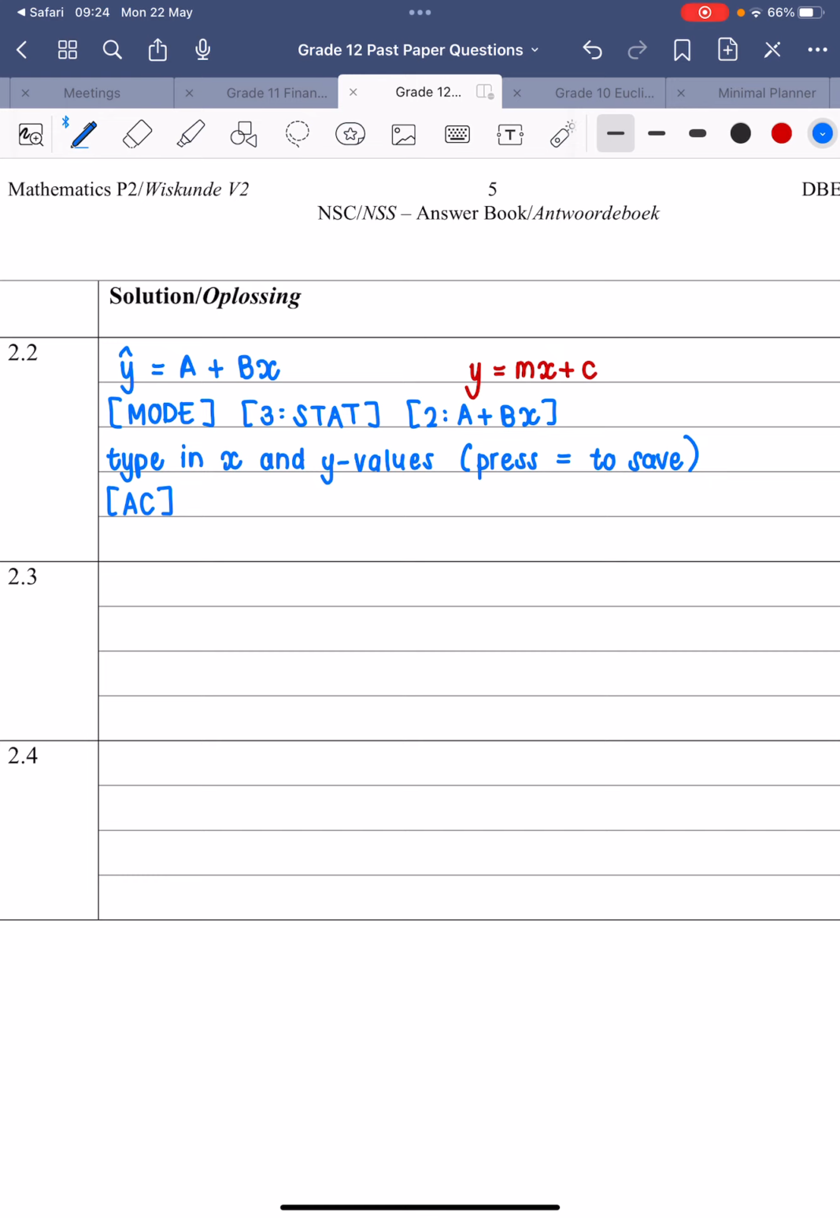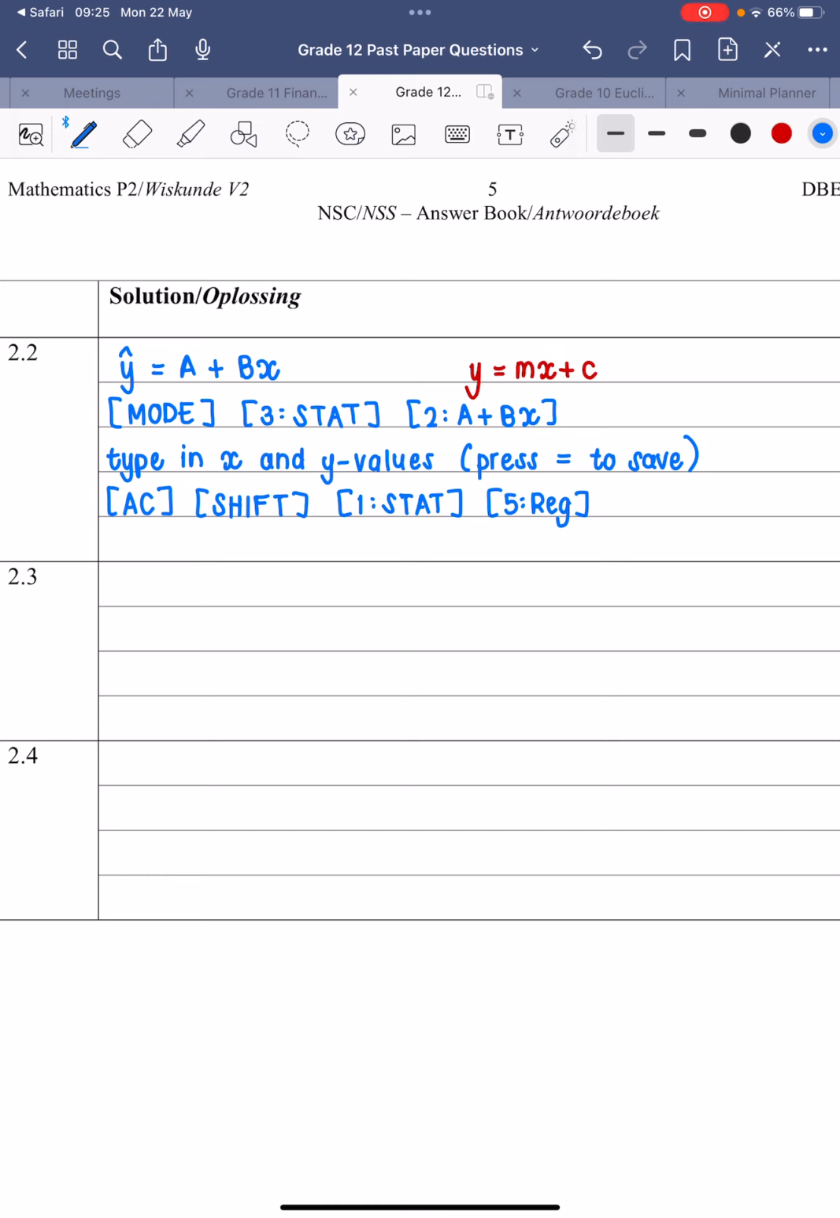Alright, so you're going to press AC. Let me just quickly write here everything that we've done so far. Then shift. And then 1, which is stat. And then 5, which is reg, which is short for regression. And once you've done that, guys, you will see A, B, and also R. So if they've asked for the correlation coefficient, that's R. You would follow the exact same steps to get to that.